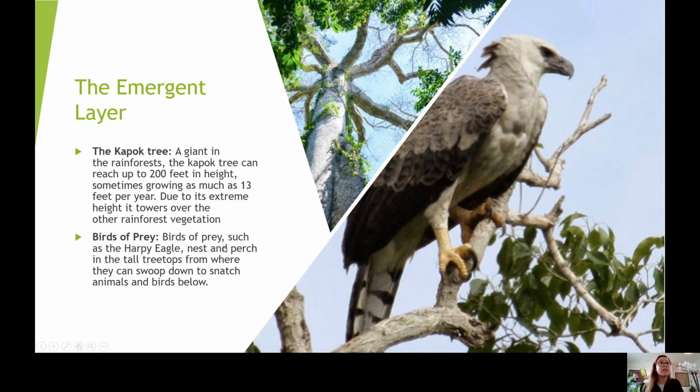Birds of prey, such as the harpy eagle, nest and perch in the tall treetops, from where they can swoop down to snatch birds and animals below. How do you think this animal has adapted to its environment? It has fantastic eyesight so that it can see its prey. It has sharp beak so that it can eat its prey quickly. And it's got sharp claws so that it can stay fixed onto the branches without falling down.